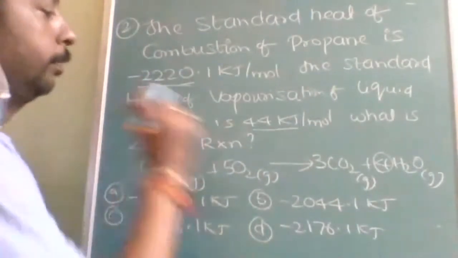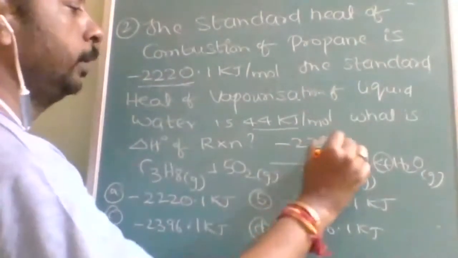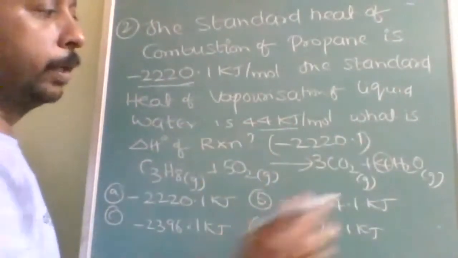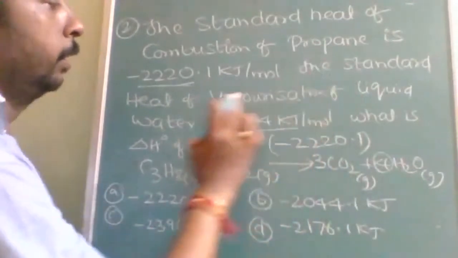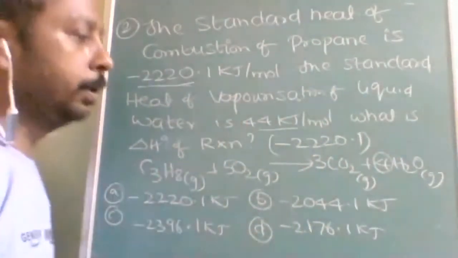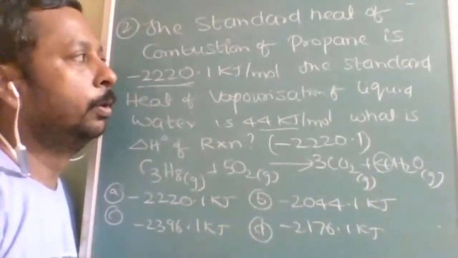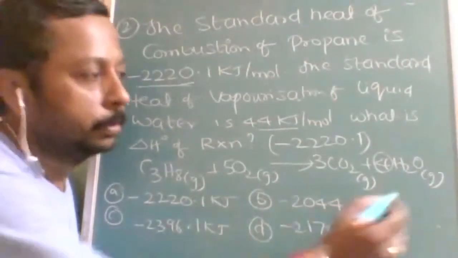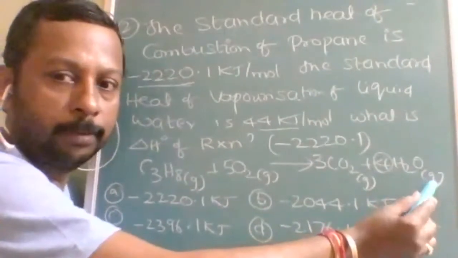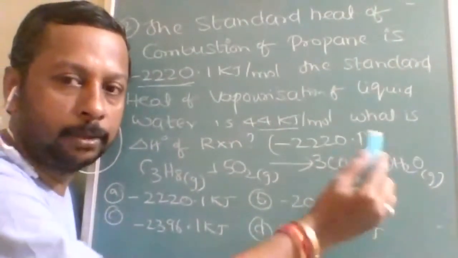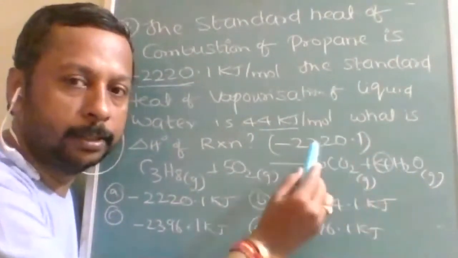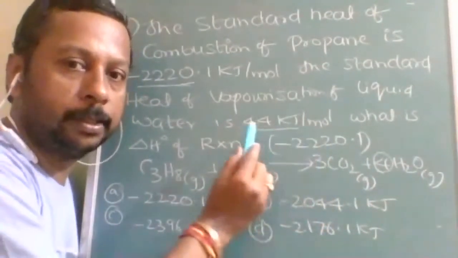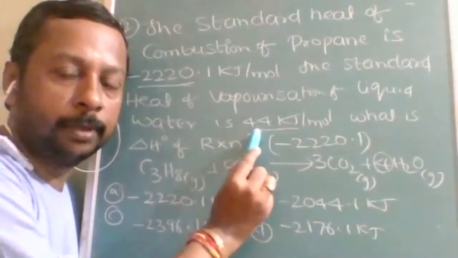So minus 2220.1. But here this much energy is required. Normally at STP conditions, as I have explained in my lecture number 2, standard condition will be room temperature. So here water is in the form of gas, so some more energy is required for that also. This much energy is released, but for converting into the gaseous state, for 1 mole it is 44.